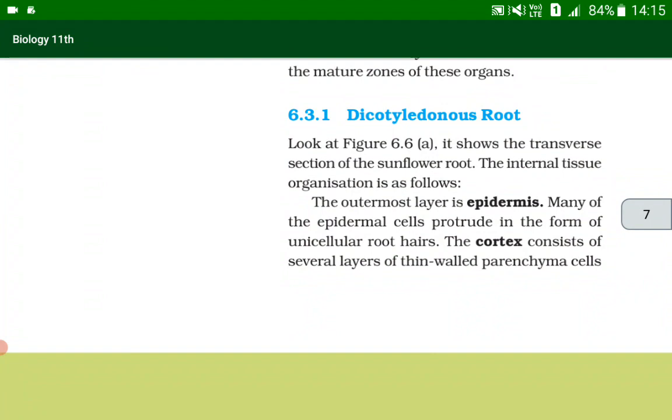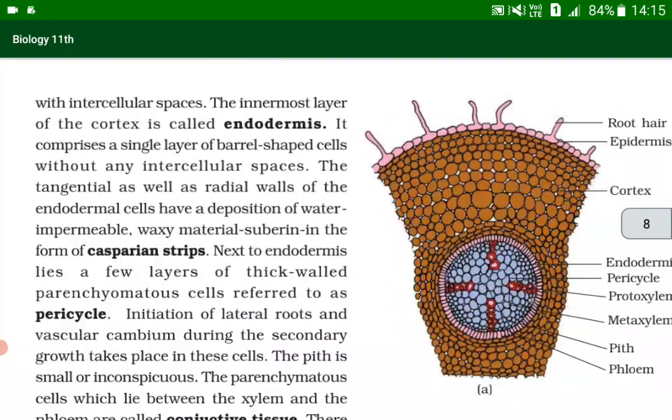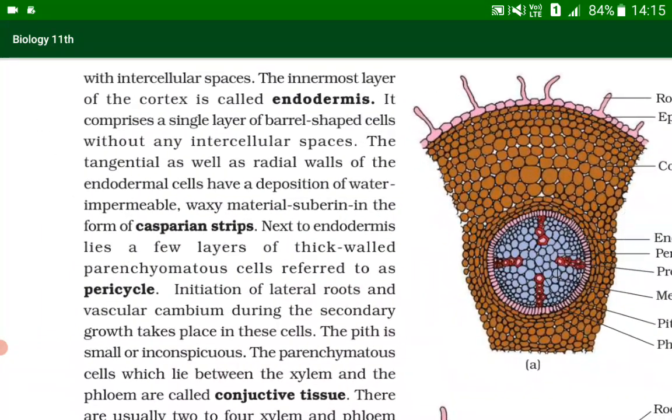The outermost layer is epidermis. Many of the epidermal cells protrude in the form of unicellular root hairs. The cortex consists of several layers of thin-walled parenchymatous cells with intercellular spaces. The innermost layer of the cortex is called endodermis. It comprises a single layer of barrel-shaped cells without any intercellular spaces. The tangential as well as radial walls of the endodermal cells have a deposition of water-impermeable waxy material suberin in the form of the Casparian strips.